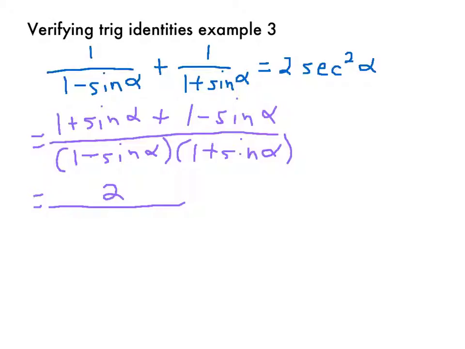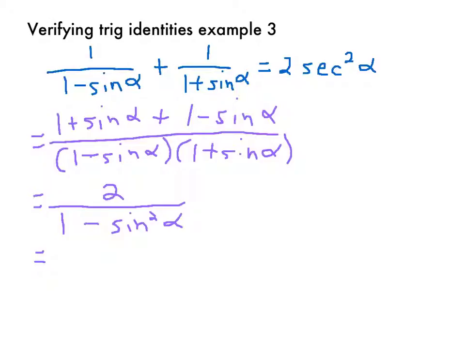Well, I've got that 1 minus sine alpha times 1 plus sine alpha. And to simplify that, I should multiply those two expressions together. And I've got a 1 times 1. I got a plus sine of alpha and a minus sine alpha. So the sine alphas will cancel each other out. And then I have a negative sine alpha times a positive sine alpha. So I end up with a 1 minus sine squared of alpha.